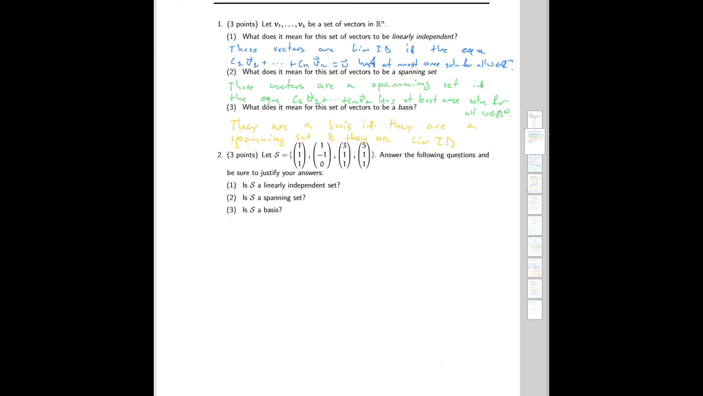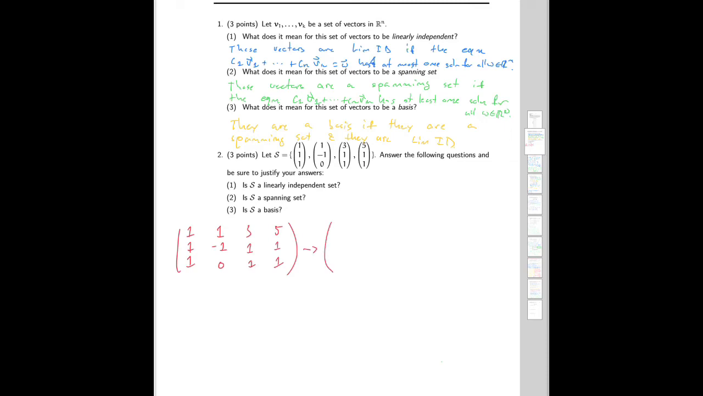So problem number 2 asks to determine, are they linearly independent? Are they a spanning set? Are they a basis? Okay, so basically, we're going to put it into a matrix and row reduce. Okay, if there is a row of zeros, that means it's not a spanning set. If there is a free variable, it means it is not linearly independent.